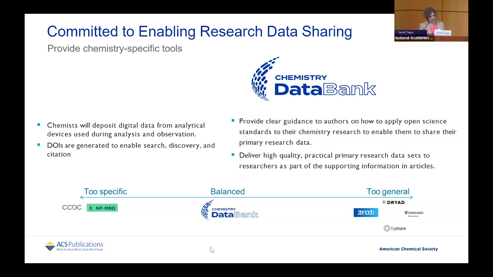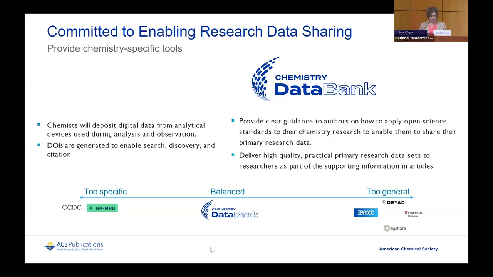So along those lines, we are developing the Chemistry Data Bank as the site to deposit digital data relevant to chemistry. Chemistry Data Bank will bridge the two-sided market in scientific research. It will provide clear guidance to authors on how to apply open science standards to their chemistry research to enable them to share their primary research data. Right, the thing that we know is we want researchers to do the things that they're really good at, to do the things that they want to do. We want them back in the lab. We don't want to have them thinking about how do I administer all of the requirements around the funding and research. We want them to do research.